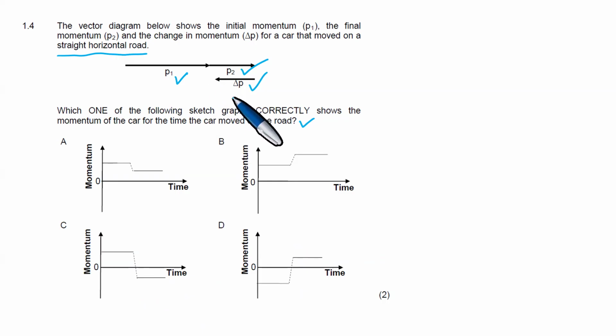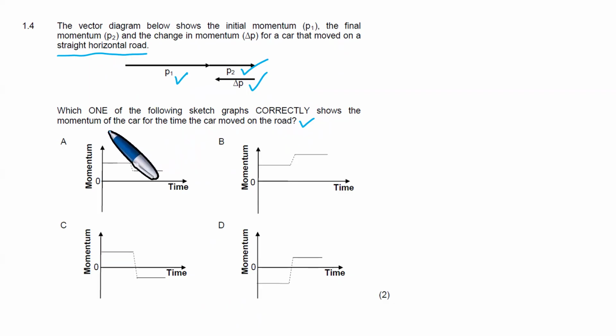Because if the change in momentum is in the opposite direction, what then would be the case? Let's analyze that together. The diagram below shows the initial momentum P1 and the final momentum P2 and the change in momentum for a car that moved on a straight road.